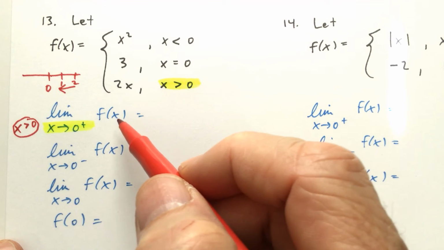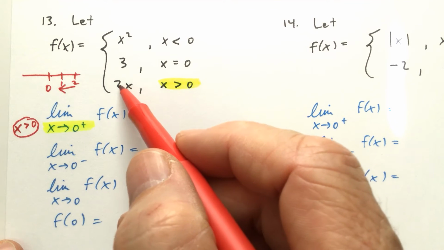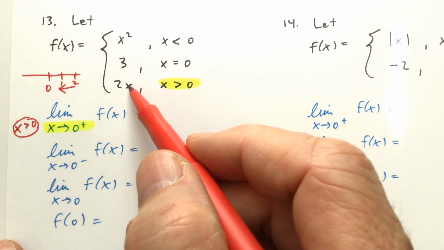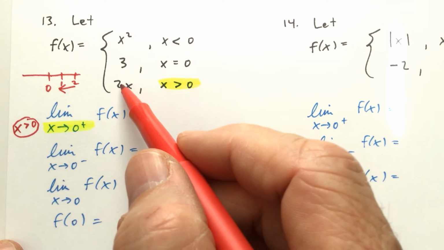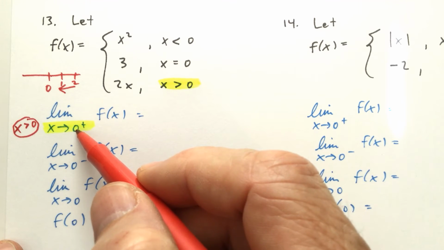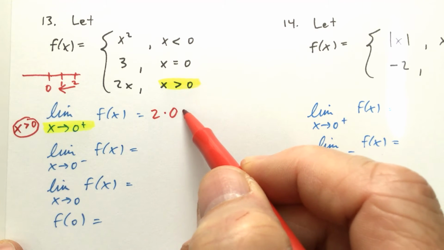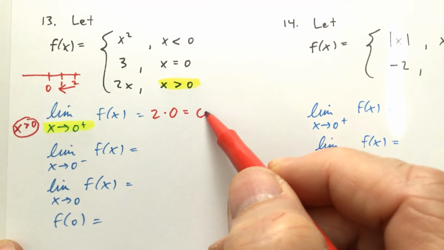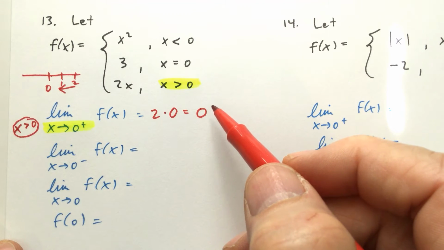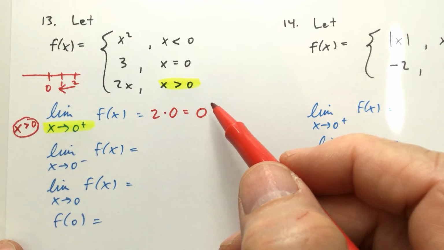And we know that if we find the limit of a polynomial function, all we have to do is substitute in the value that x is approaching into the polynomial function, and we get 2 times 0, which is 0. So that's how we find a limit when we're not looking at the graph.